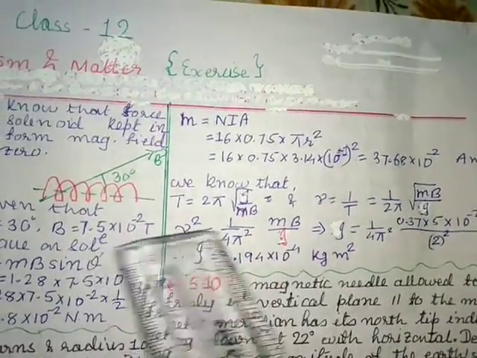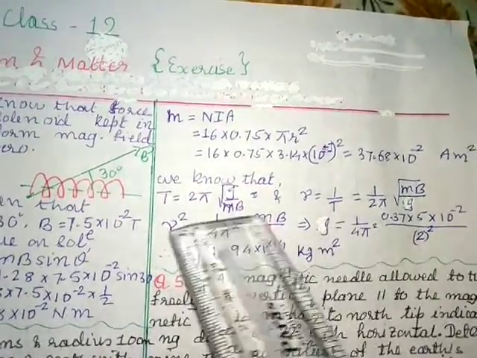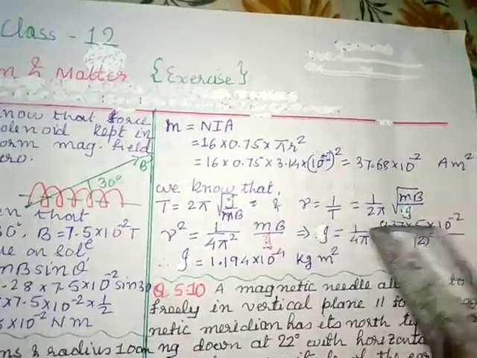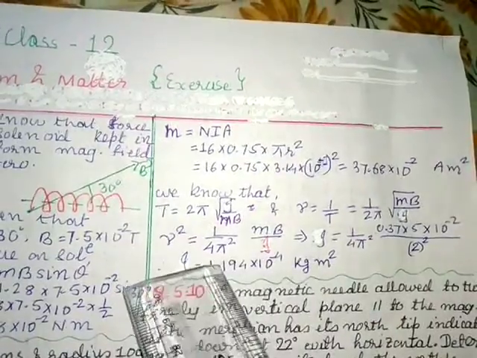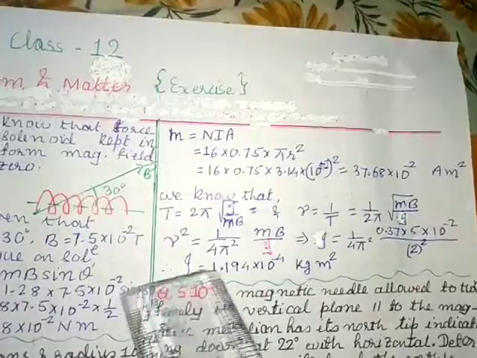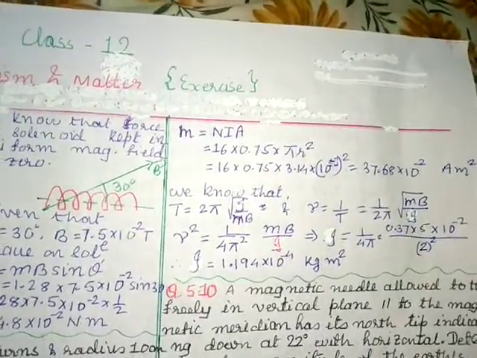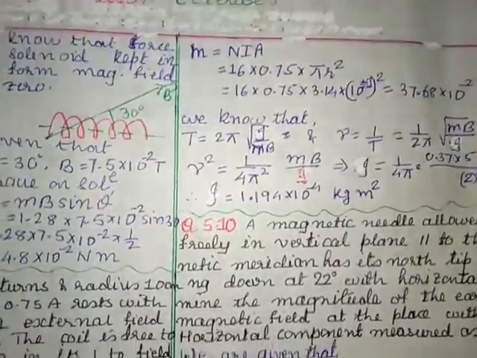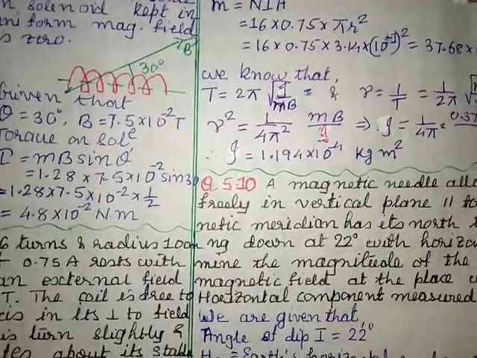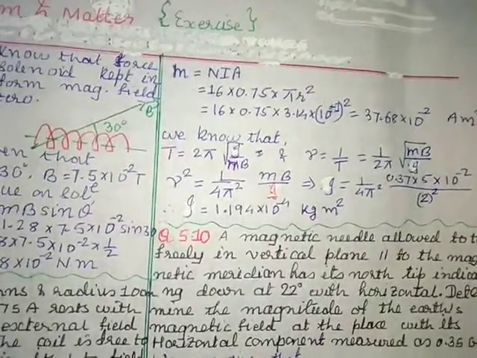Interchange I and mu square. So I is equal to 1 by 4 pi square, M value you put, B value you put, divide by mu square. Mu is given to you as 2. So put that value, multiply, and you get 1.194 into 10 to the power minus 4 kilogram meter square. So that is the moment of inertia for the coil which is rotating.